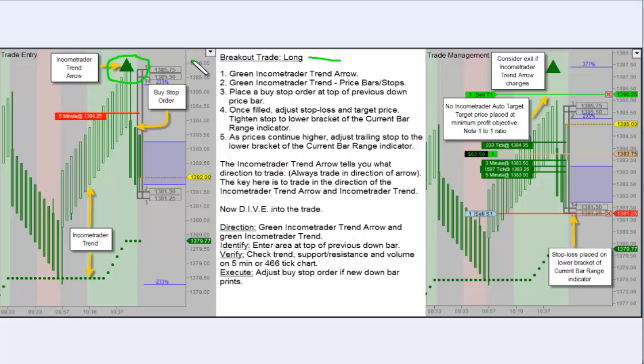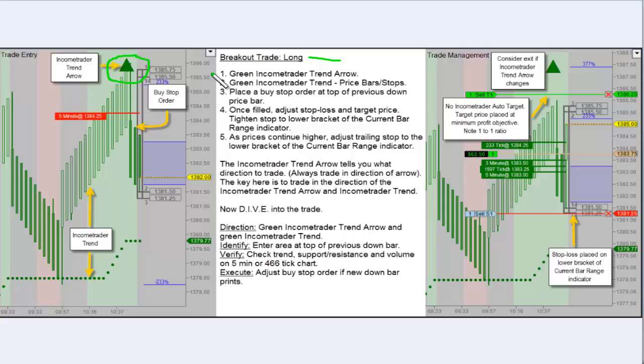The trend arrow is basically going to tell us which way to trade the market. If it's a green up arrow, we're going to look to buy the market. If it's a red down arrow, we're going to look to short the market. In this case we have a green arrow, so we're only looking to buy. As a general rule of thumb, follow the arrow. If the arrow is green, buy. If the arrow is red, look to short.